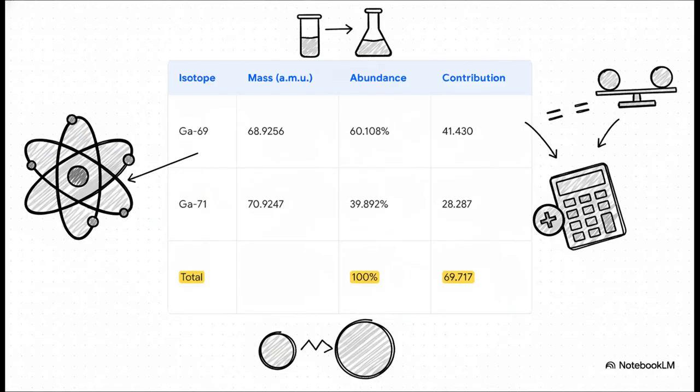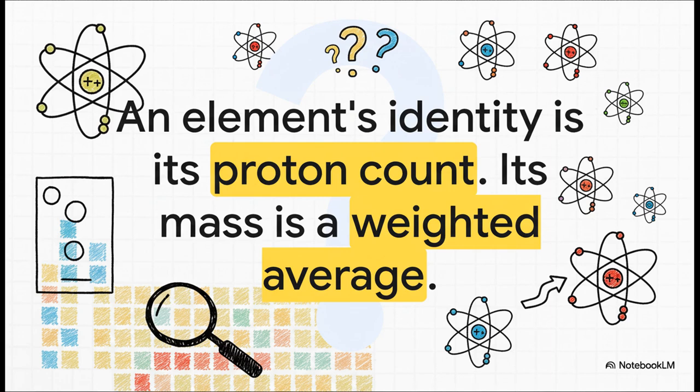And what's great is that this method works for every single element. Let's take a look at gallium here. Yeah, the numbers are a lot more precise, but the logic is exactly the same. You just multiply the mass of each isotope by how common it is, add up the contributions, and you get your final average atomic mass. The process never changes.